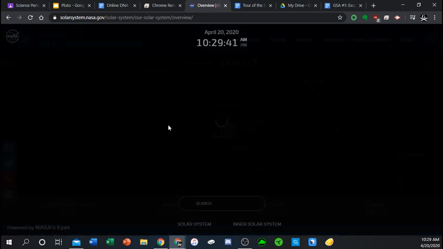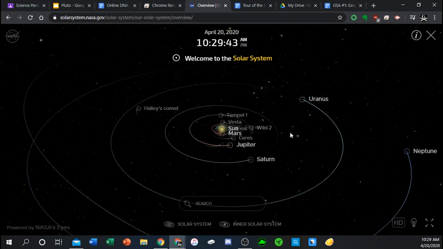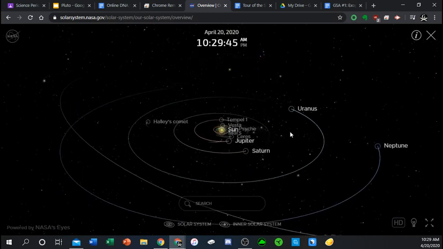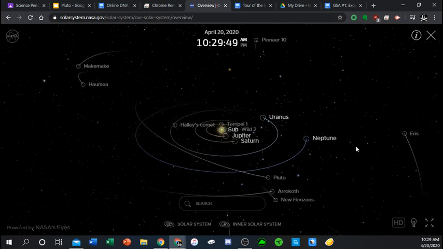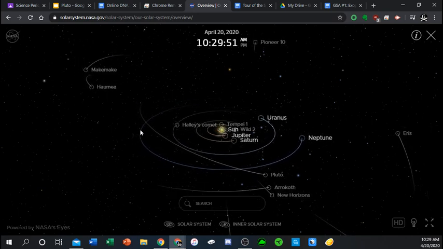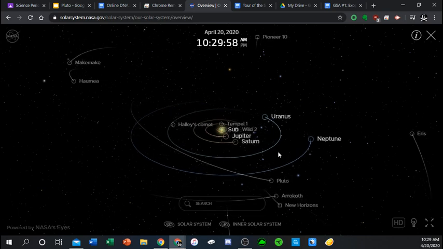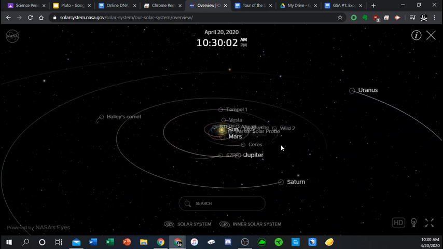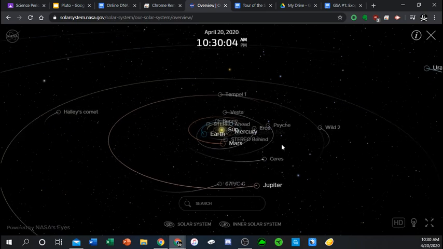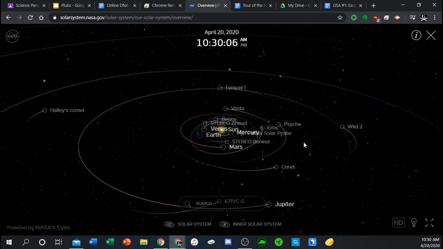Trying to have that 3D model again. There it is. You can see the dwarf planets on weird tilts in their orbits in the Kuiper belt out here, and then inside Jupiter we have the asteroid belt with larger asteroids marked, Ceres being a dwarf planet itself.